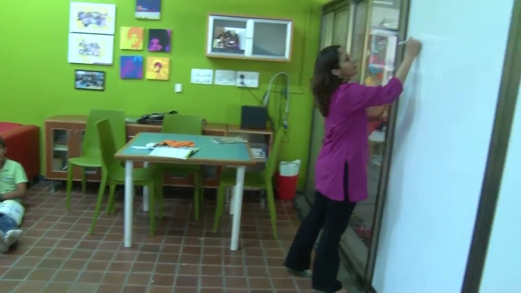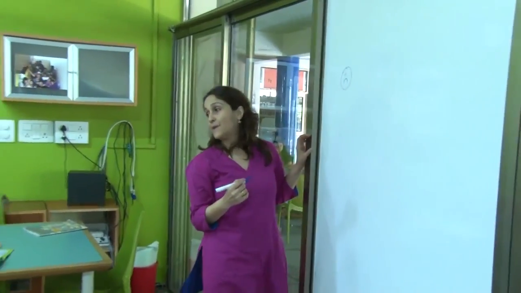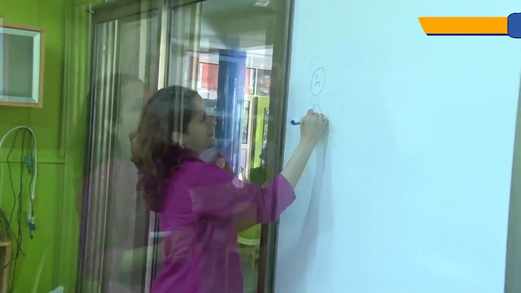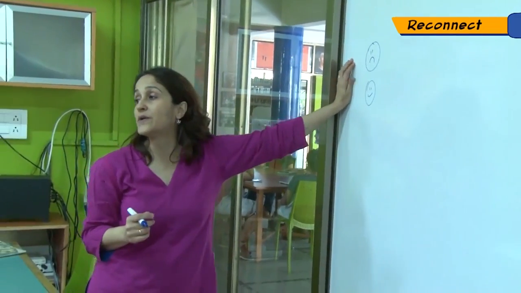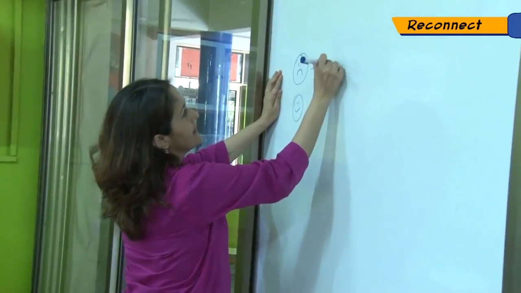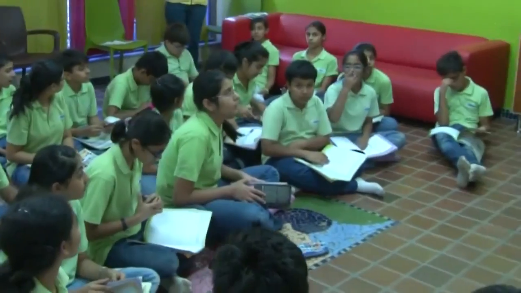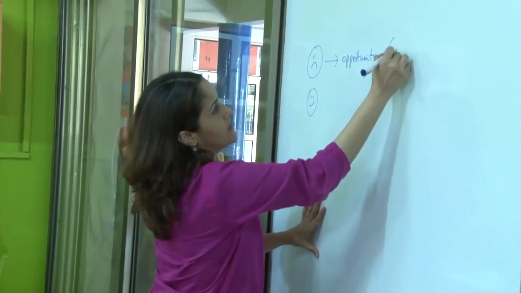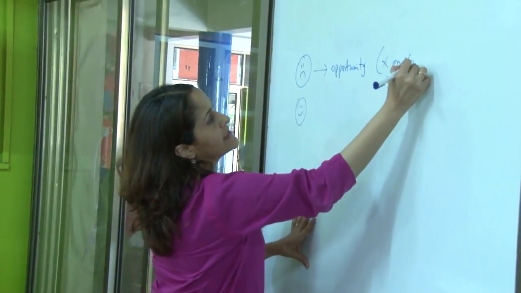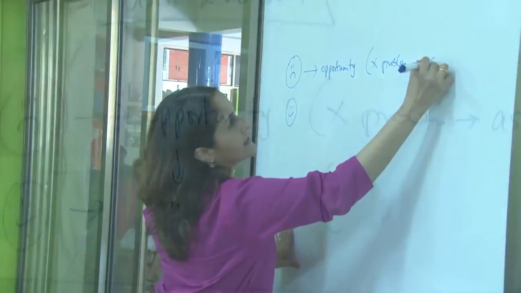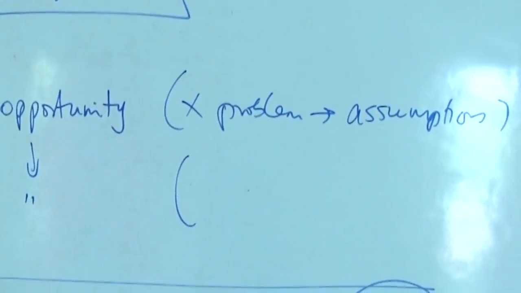A sad face. What is the symbol for a bright spot? A smile. So a hot spot is, what is the word we use again? An opportunity. And not a problem, because a problem leads us to an assumption.